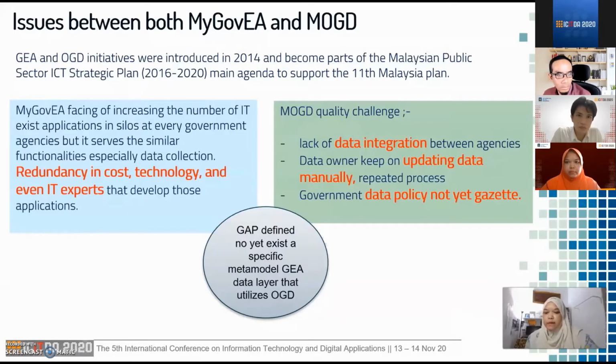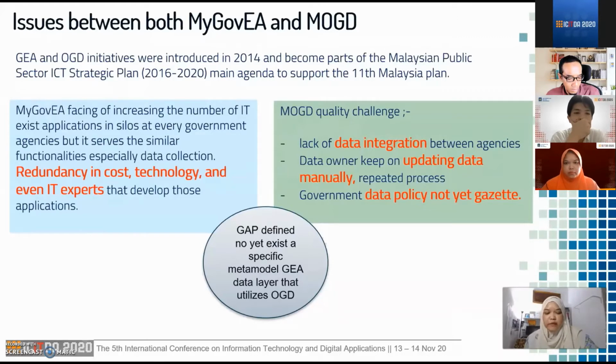Government Enterprise Architecture and the Open Government Data Initiative were introduced in 2014 and became part of the Malaysian Public Sector ICT Strategic Plan 2016 until 2020, the main agenda to support the 11th Malaysia Plan. Along the way in this study, we define the issue between both MyGovernment EA and Malaysian Open Government Data.